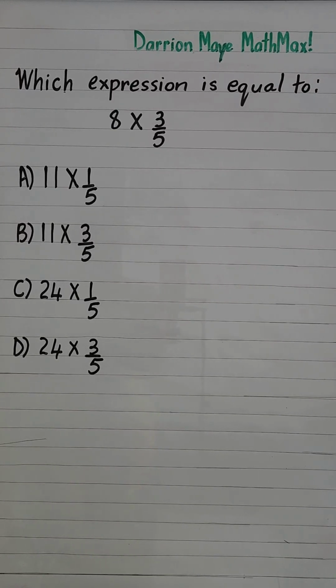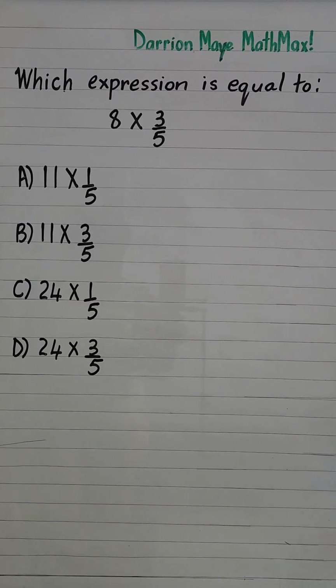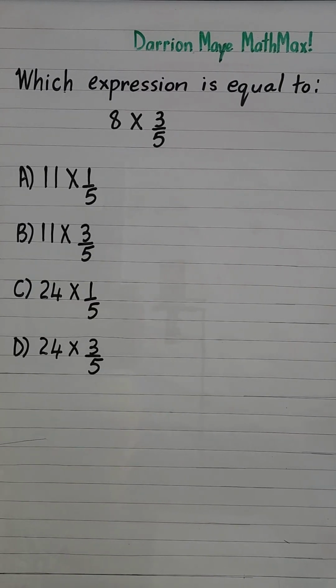Which expression is equal to 8 times 3/5? So we'll go ahead and simplify 8 times 3/5, and we'll also simplify the expressions A through D, and then we'll see which one of A through D is equal to 8 times 3/5.